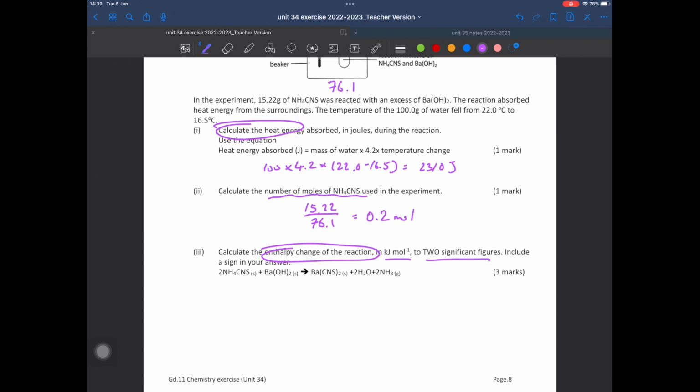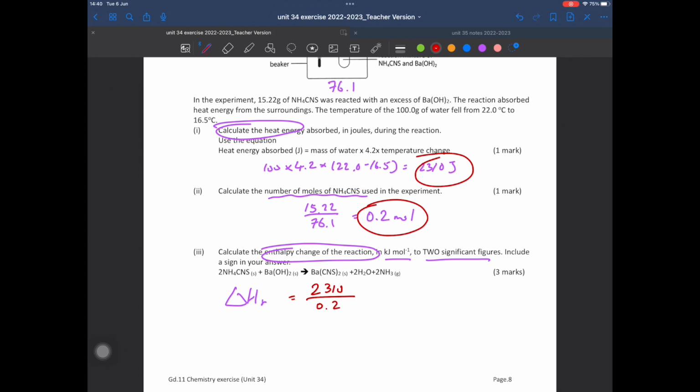This question is not easy because it involves the definition of delta HR. Here, according to part 1 and part 2, if 0.2 mole of reactant is used, then it will contribute 2,300 something joule. So what about when 1 mole of ammonium thiocyanate is used? This value is for when 1 mole of ammonium thiocyanate is used.